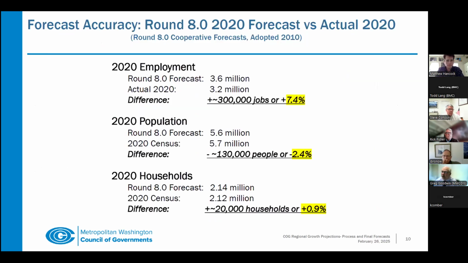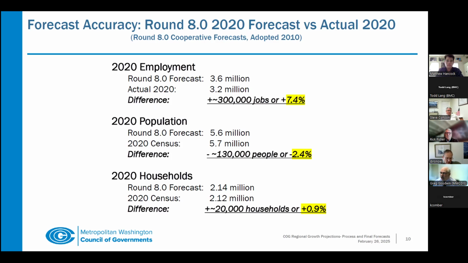So again, how accurate are the forecasts comparing round 8 to some of the actual numbers from the 2020 census? In round 8, we were unfortunately a little high on the employment for 2020. There was a difference of about 300,000 or about 7%. I think some of this had something to do with the pandemic. I think if the pandemic had not occurred, our numbers might have been fairly close to what was being forecasted. So even 10 years before, within 300,000, I think is a pretty good forecast.